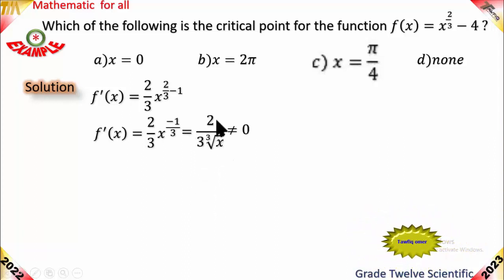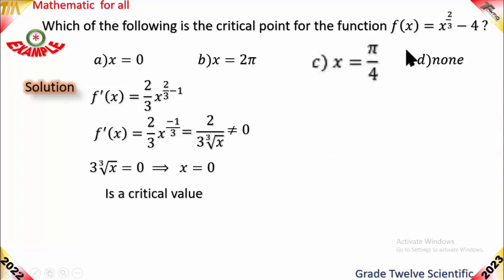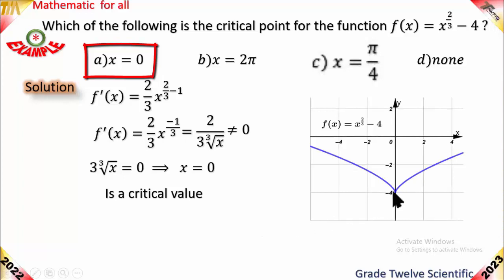Because the numerator is constant, this derivative is not equal to 0. And now take the denominator and equal it to 0, then x is equal to 0. As you can see, x belongs to the domain of this function, because the domain of this function is all real numbers, then x equal to 0 is a critical value, as you can see here.